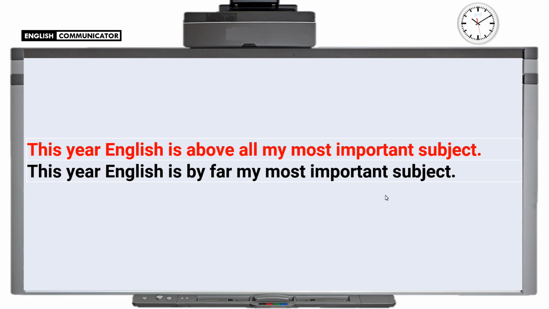And I request you please concentrate on the right sentence. If you think that the error, the red line, is not correct, or you don't understand the sentence, just concentrate on this black sentence, because this is our focus, this is our target. So the next sentence: this year English is above all my most important subject.